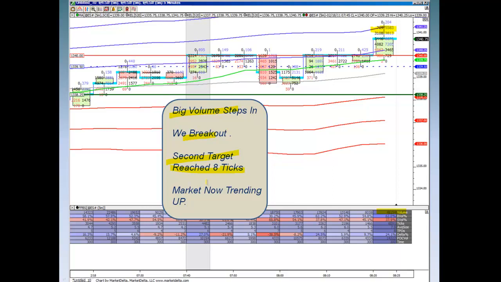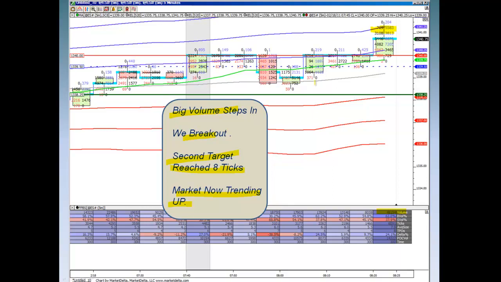So I had 3 with the first one, 8 with the second one. That gives me a total of 11 ticks. Even with a single contract each, that's still not bad. The market is now trending up. Things have changed in the market. It is no longer a non-trending market, and I need to adjust accordingly.